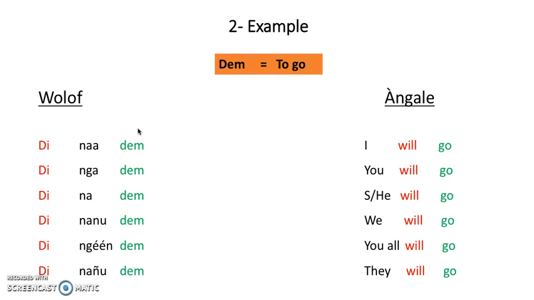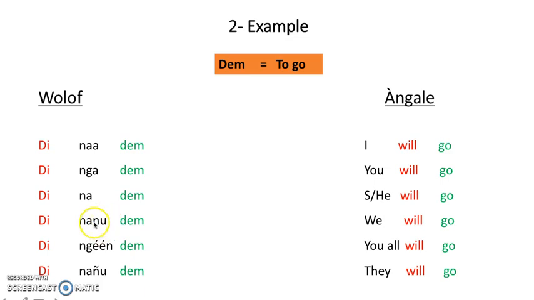Remember, Wolof is a gender neutral language, or has a lot of gender neutral patterns, meaning no difference in the structure between female and male, or between men and women, at least in the grammatical point. So dina dem can mean both he will go or she will go. Dinanu dem, we will go. Dingen dem, you all will go. Dinanyu dem. So remember the difference I was talking about between nanu and nanyu.